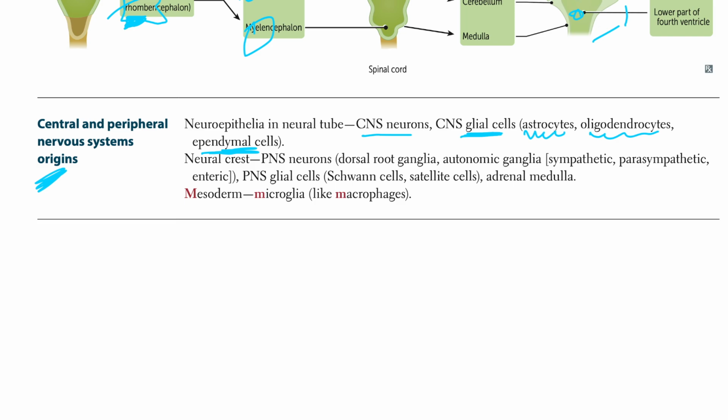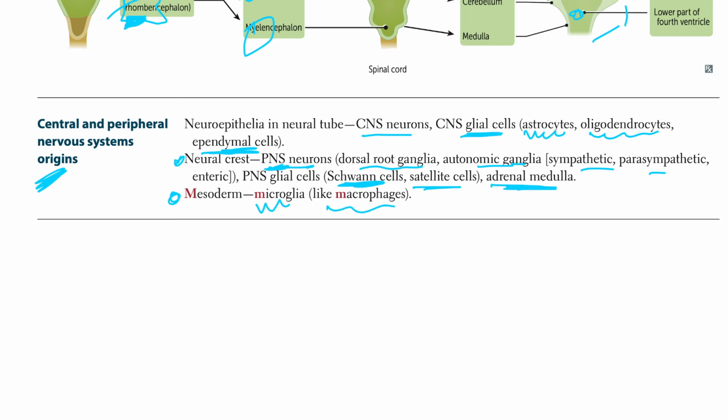Second thing is all about neural crest cells. So the neural crest cells give rise to the peripheral nervous system neurons, in which you have the dorsal root ganglia, autonomic ganglia, which is sympathetic and parasympathetic, right? And PNS glial cells. What are the PNS glial cells? The Schwann cells and satellite cells, and they also give rise to adrenal medulla. Mesoderm gives rise to microglia, which is like macrophages.